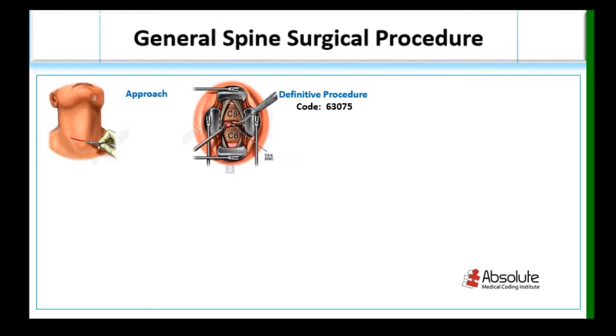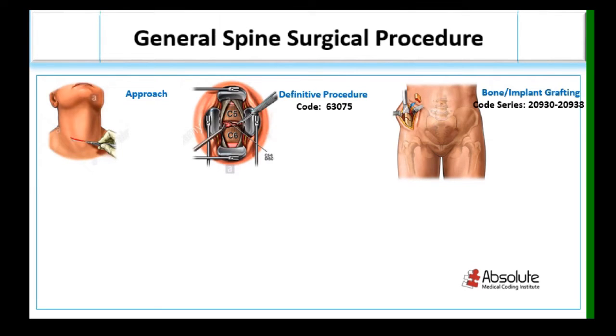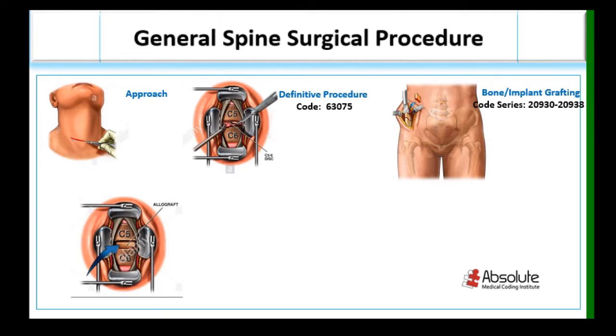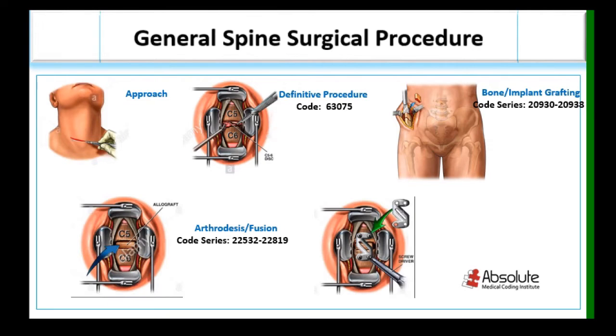Next, your definitive procedures will be carried out. In our case, we had a discectomy and an osteophytectomy. You only need one code because the osteophytectomy is a bundled procedure. Next, we code the harvesting of the bone graft implant. Next, we coded the fusion or the arthrodesis. And finally, we coded for the instrumentation, the spinal instrumentation.